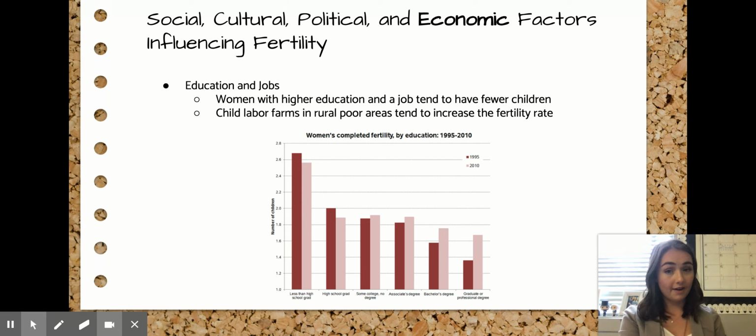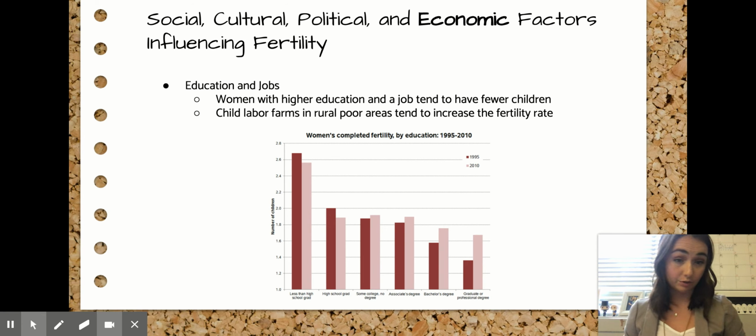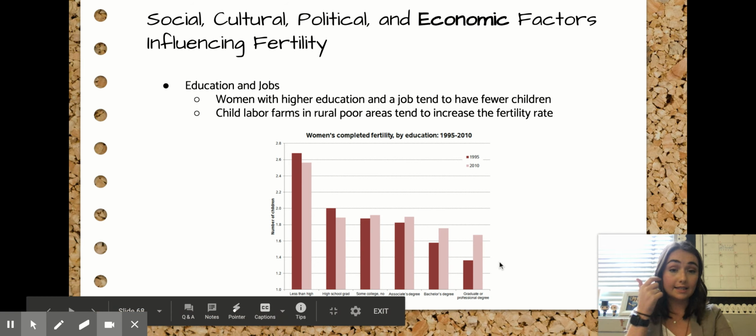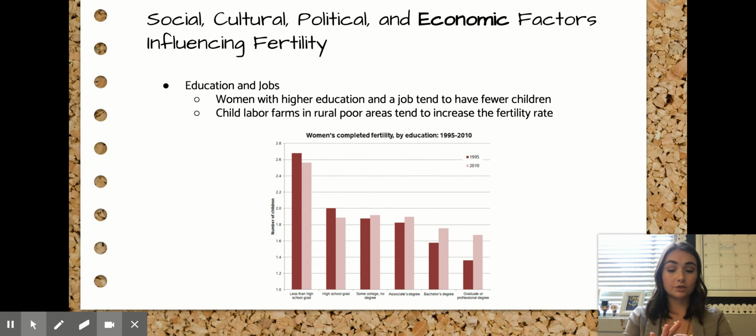All right, economic factors that influence fertility. Education and jobs, anything to do with that is going to be an economic factor. But like I said before, women with higher education and a job tend to have fewer children. And then child labor on farms in rural poor areas tends to increase fertility rates. Those are just a couple examples of how education and jobs can affect fertility. Like I said, women who have more education, you can see in this chart, tend to have fewer children. But in places where children are needed to work, they will have more children. So the fertility rate will increase.